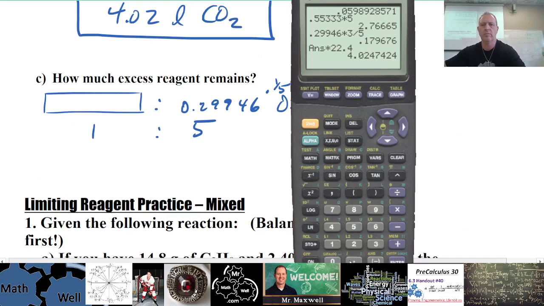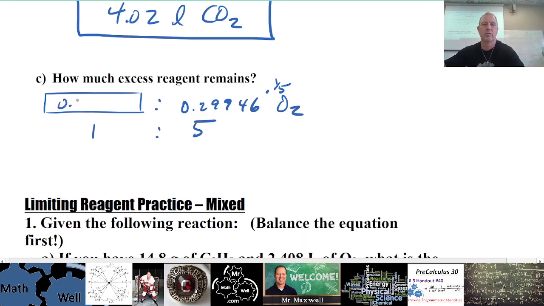So 0.29946 times 1, and I need to do that divided by 5. 0.059892. Okay, so this ratio, 0.299 to 0.059, that's the same as 5-to-1, or 1-to-5. So that's good. So this is how much is going to get used if all of this gets used according to the ratio. Okay, 1-to-5 is the same as 0.059 to 0.299. Got it? But I have a lot more than this, right? Because it's the excess, this one.